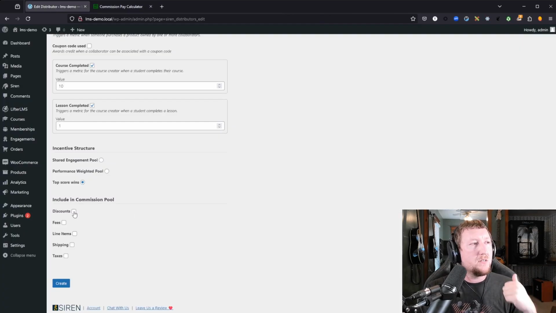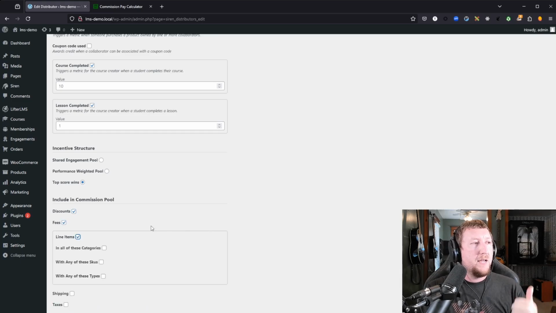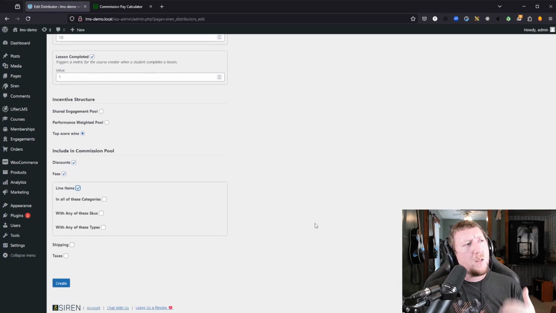Typically, this is going to be discounts, fees, and line items. And basically what discounts will do is make sure that anytime somebody makes a purchase and they use a coupon code or figure out some kind of way to get a discount, it's going to include that in the calculation. So it's going to actually remove that money from that discount. So you're not miscalculating and overpaying in cases where there are discounts. So you definitely want that one ticked almost all the time.